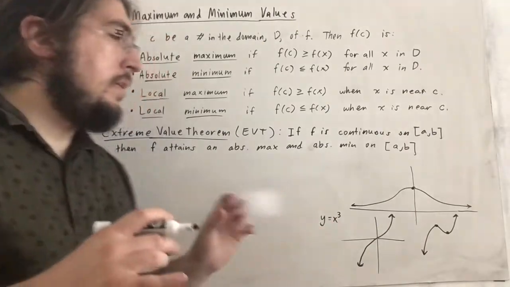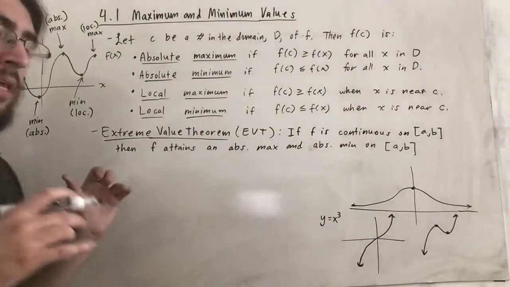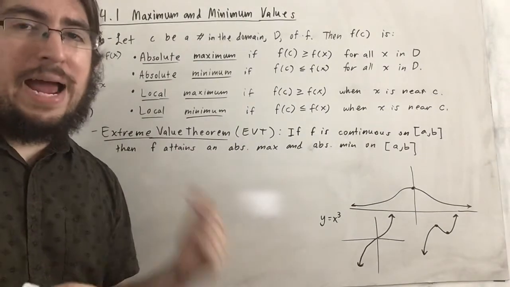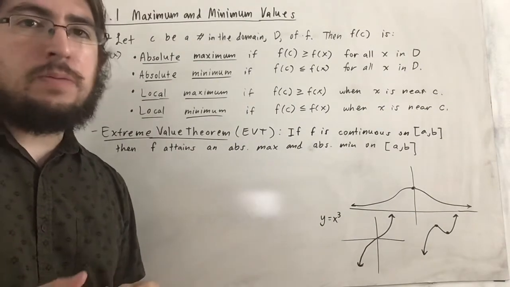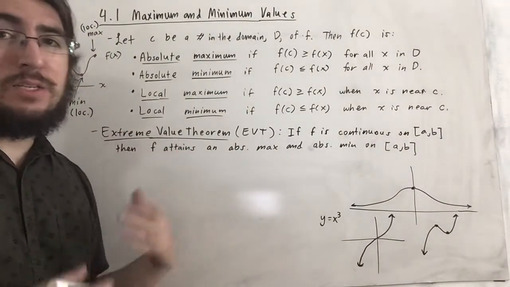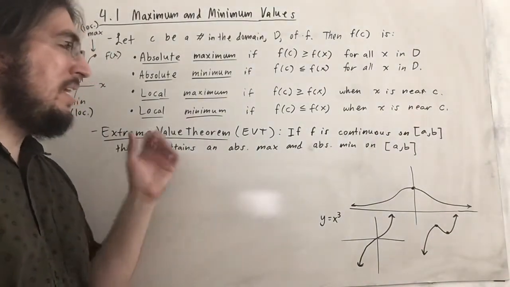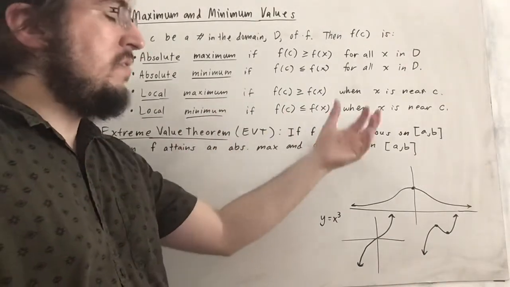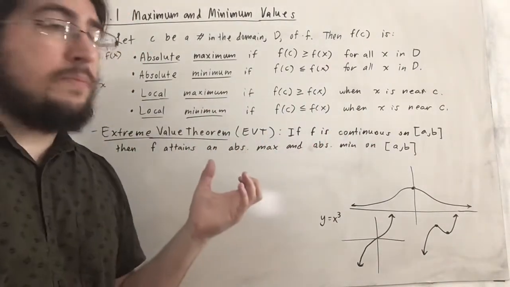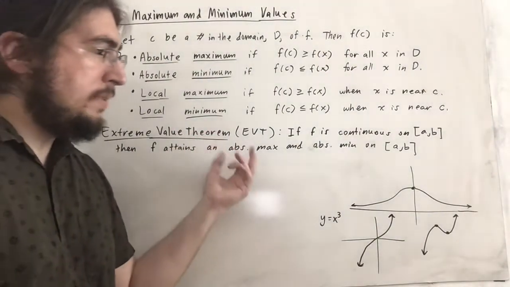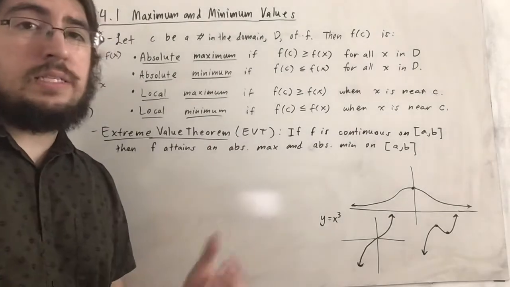Okay. Now, as it turns out, if we are on a closed interval, there has to be an absolute max and there has to be an absolute min. And that's exactly what the extreme value theorem here says, that you've probably been eyeing the whole time. So I'm calling this EVT for short, and EVT says if f is a continuous function on the interval a to b, then f attains an absolute max and absolute min on this interval.